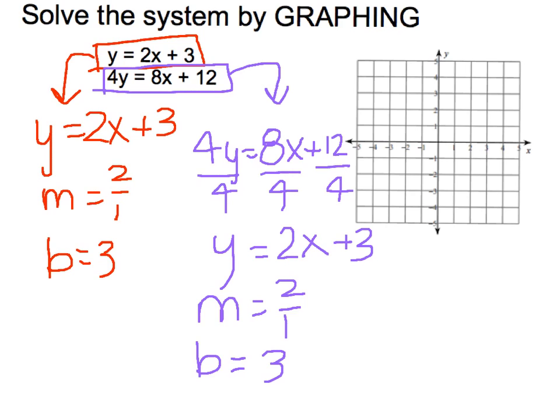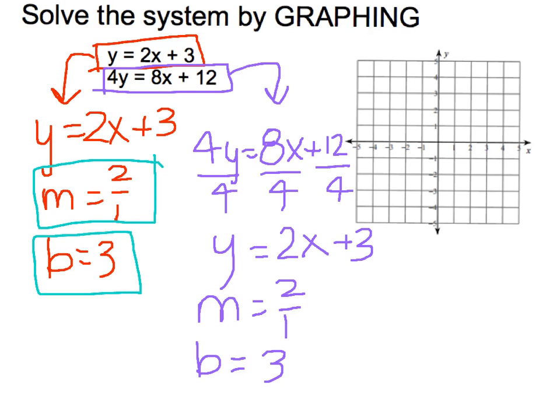Now that you've taken the time to solve both equations for y or put them in slope-intercept form and label your slope and y-intercept for each equation, I want to point out one quick thing. My top equation here that I wrote in red was in slope-intercept form. So my slope was 2, and I wrote it as a fraction, 2 over 1, and my y-intercept was 3.